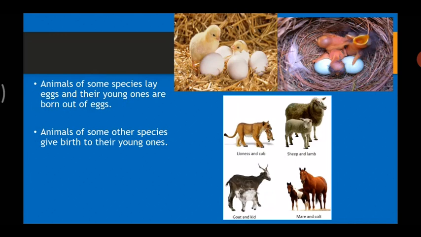Animals of some other species give birth to their young ones. You can see in the picture, children, the cow, monkeys and elephant also give birth to young ones. As you can see in the picture, next to them are the young ones. They are also called mammals.